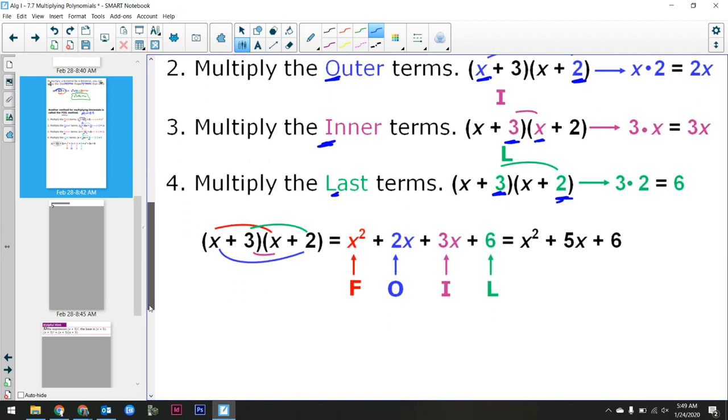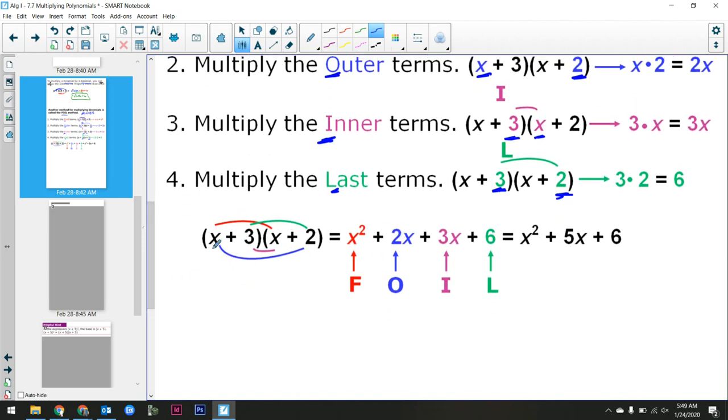Now look. Firsts, x times x is x squared. Outer, x times 2 is 2x. Inner, 3 and x make 3x. And last, 3 times 2 makes 6. X squared, and then you combine like terms. X squared plus 5x plus 6. That's what's called the FOIL method.